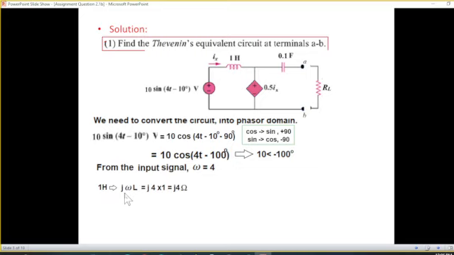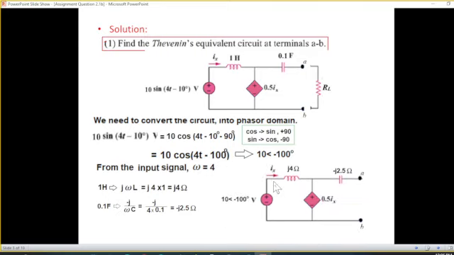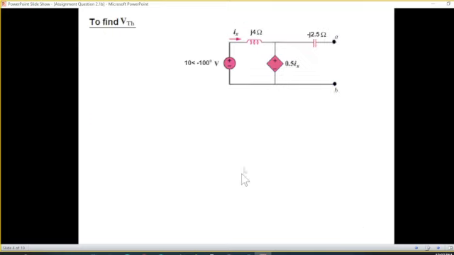Now 1 Henry will be j omega L, which is j4 into 1, or j4 ohm. And similarly, for capacitor, I prefer to use this formula, minus j divided by omega C. And again, omega is 4 and C is 0.1. So answer will be minus j2.5. So our equivalent circuit, the circuit in phasor domain, will be as shown here, replaced by the phasor values. And now we can find Thevenin, the voltage here.